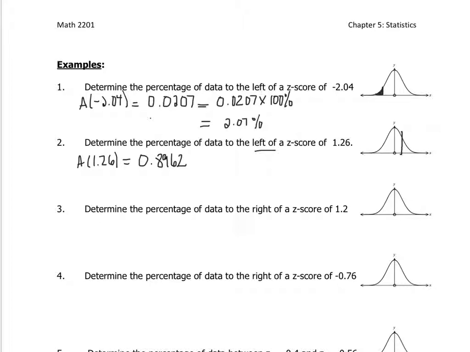The value I'm getting on my z-score table represents the area to the left of that z-score. Multiplying by 100% is the same as moving the decimal place 2 places to the right. So if we multiply that by 100%, we get 89.62% of the data to the left of a z-score of 1.26.